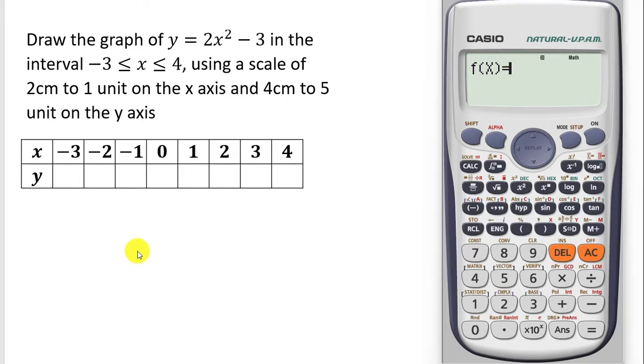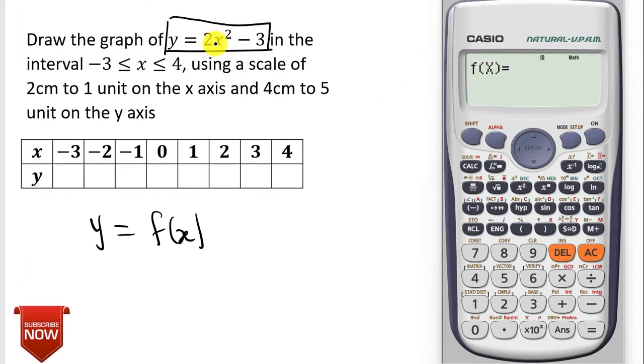So what we are going to do is per this question, our relation is y is equal to 2x squared minus 3. This is our relation. And under relations and function, y is the same as the f of x. So this f of x that we are having is the same as y is equal to. Therefore, we are going to type this relation, that is the 2x squared minus 3. We are going to type it here.